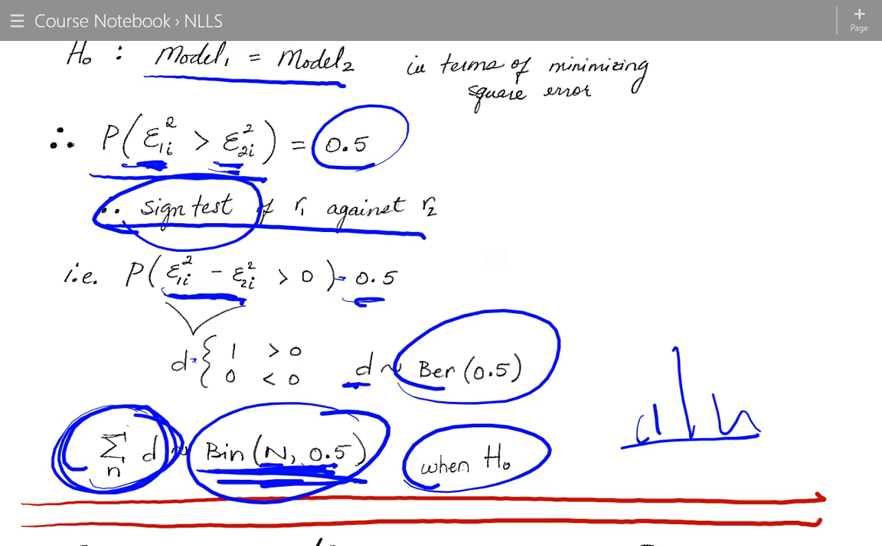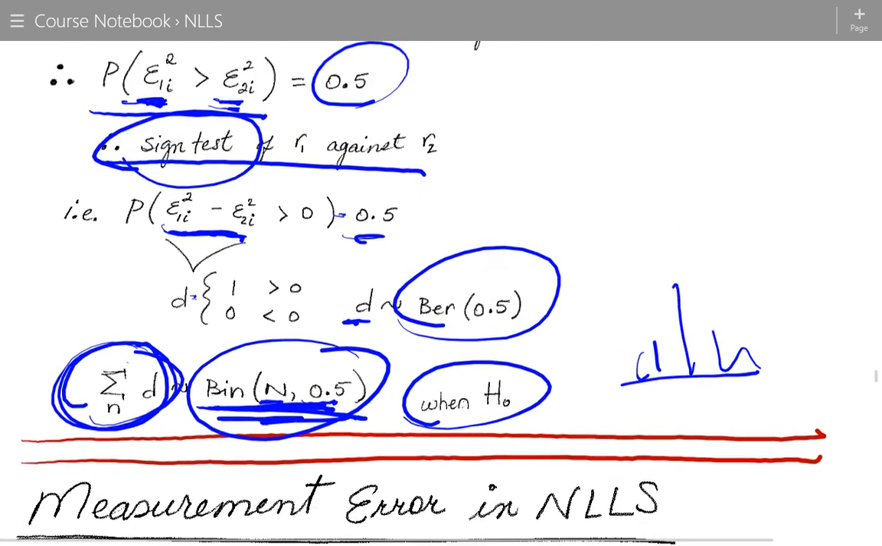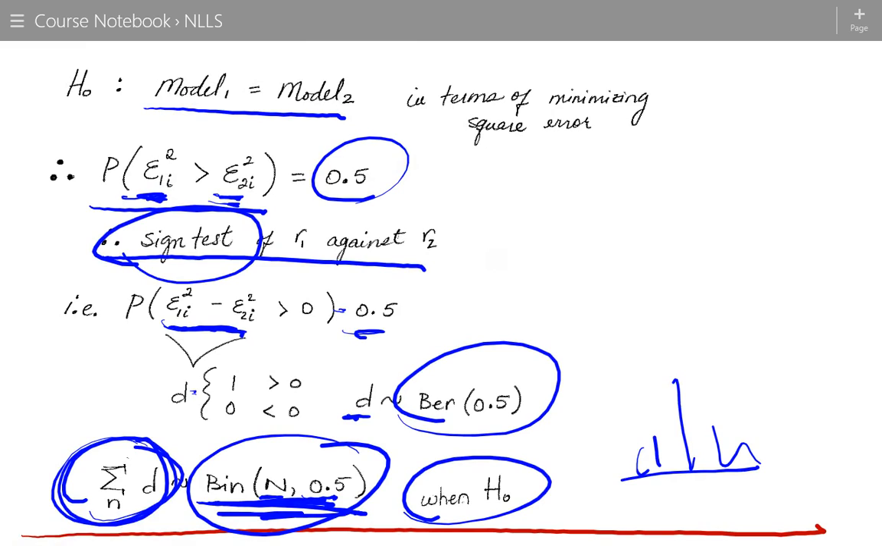So this ends session 2 of the Nonlinear Least Squares lecture, and next we'll go on to looking at considerations such as measurement error and what impact that has on the estimator.